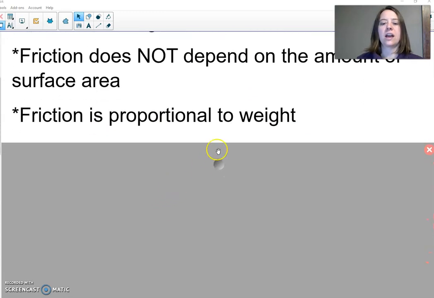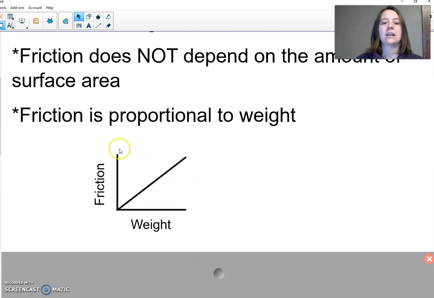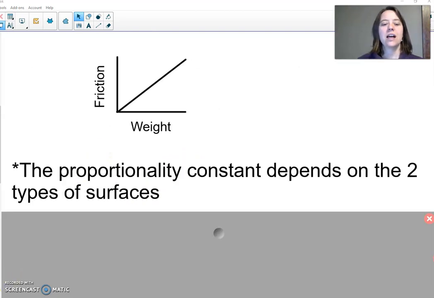So let's take a look at a graph. I would like you to make this simplified graph in your notebook, please. So this x-axis we're going to label weight, and the y-axis we're going to label friction, and then draw a nice linear line, and that goes as weight increases, friction increases. So the proportionality constant depends on the 2 types of surfaces. The proportionality constant we know is the slope of this line, and so the slope of this line depends on the 2 types of surfaces.